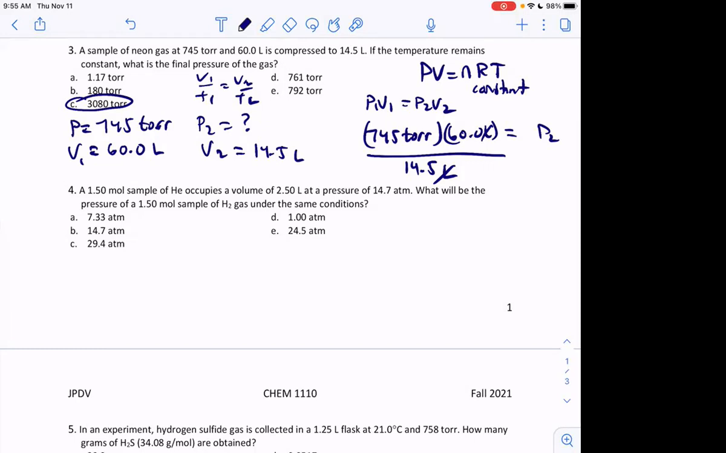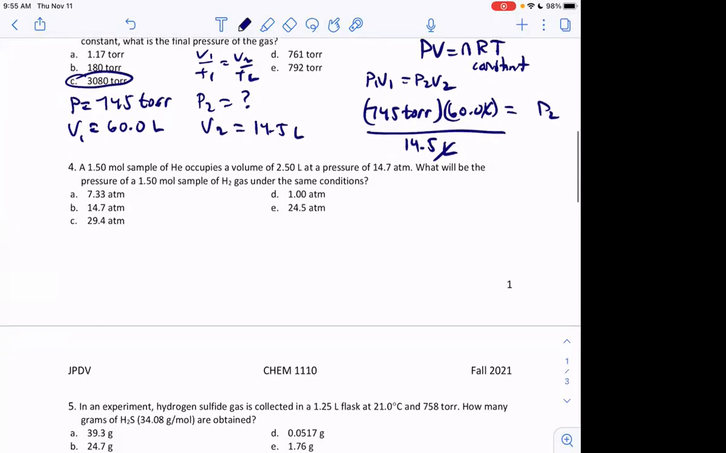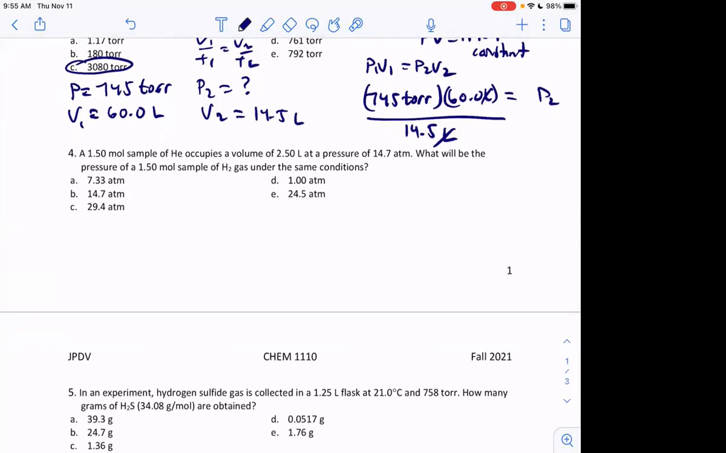A 1.5 mole sample of helium occupies a volume of 2.50 liters at a pressure of 14.7 atmospheres. What will be the pressure if a 1.5 mole sample of hydrogen, under the same conditions? I thought it was a typo.